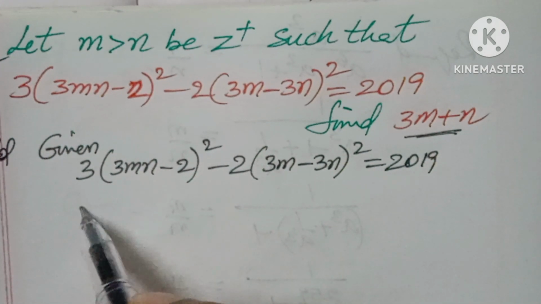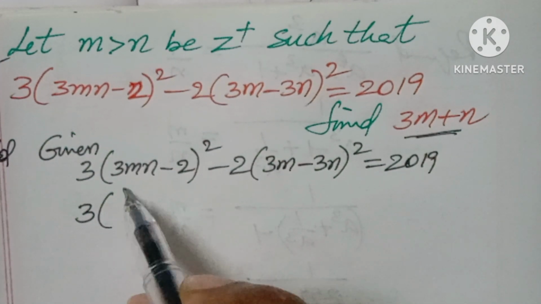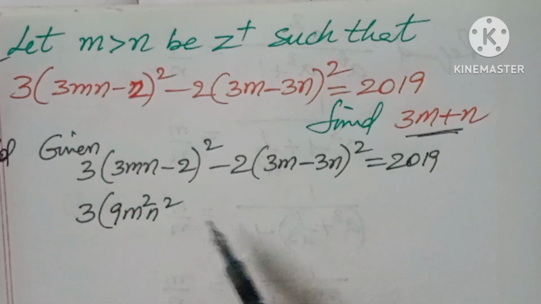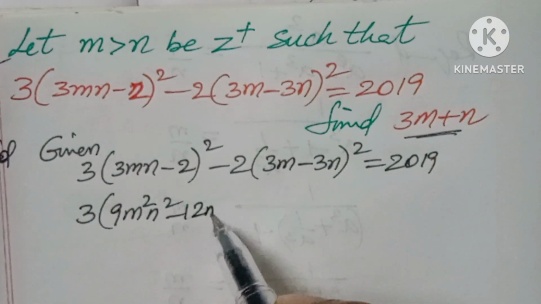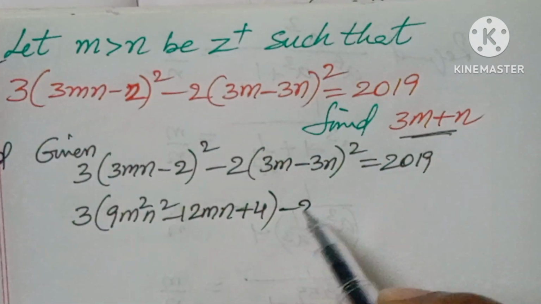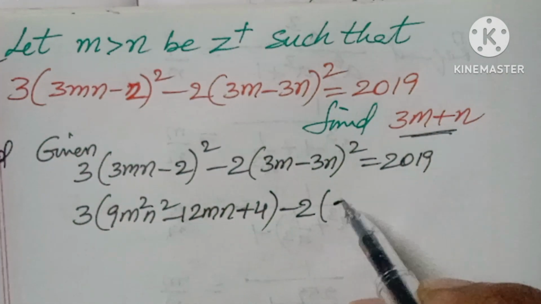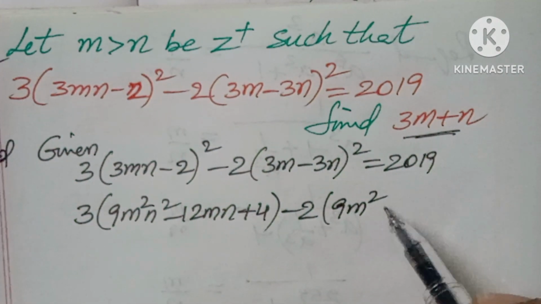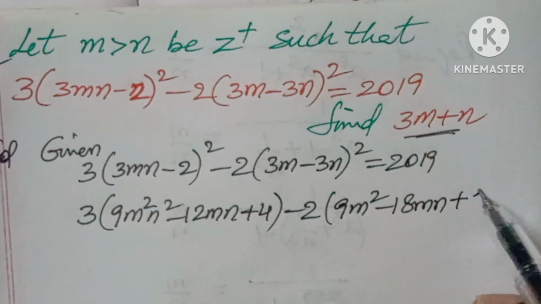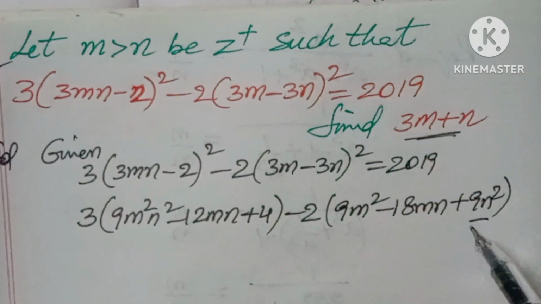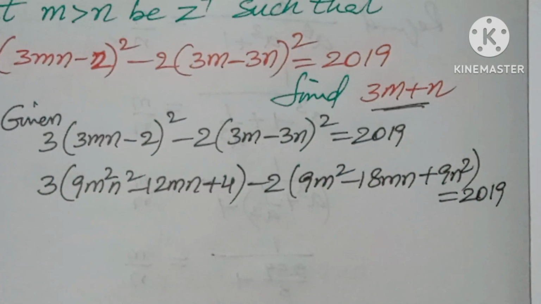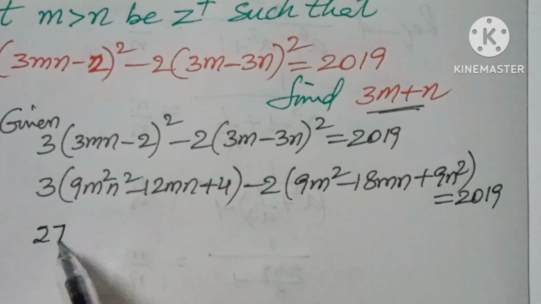So here first of all I am expanding this. (a - b) whole squared is a squared minus 2ab plus b squared. Here also (a - b) whole squared, a squared minus 2ab plus b squared is equal to 2019 now. So I will multiply with 3.